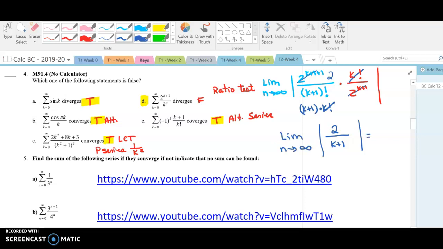Well, this limit is equal to 0, which is less than 1, so we converge. If it had been greater than 1, we would diverge, and if it was equal to 1, we'd be inconclusive. So that's why this is false, because it converges, not diverges.